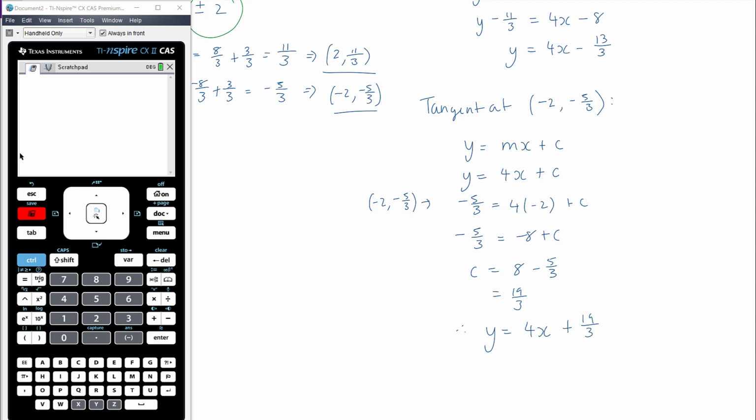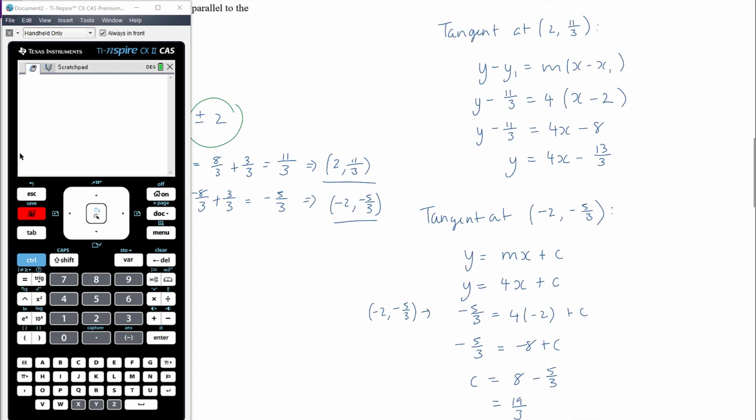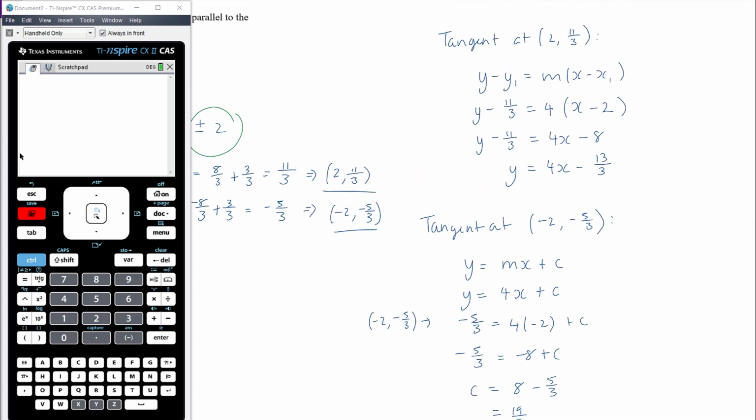So you substitute in the gradient, then you sub in the point, then you solve for c, then you put it all back together in the equation, whereas this version, you put your point and your gradient in at the same time, and you simply just rearrange it to make y the subject. So generally I find it's a bit less working.